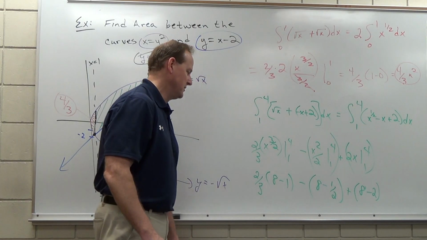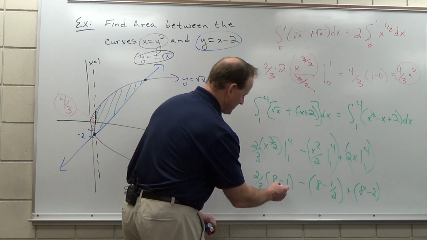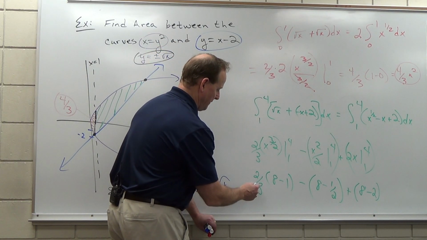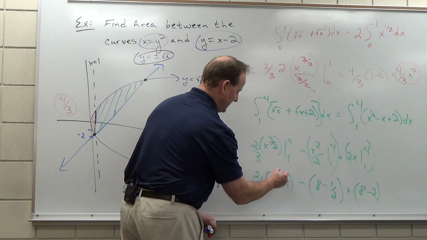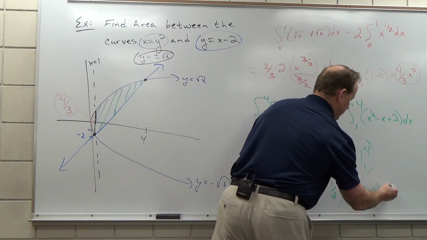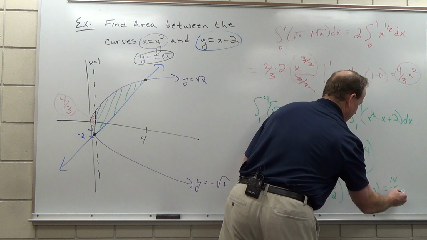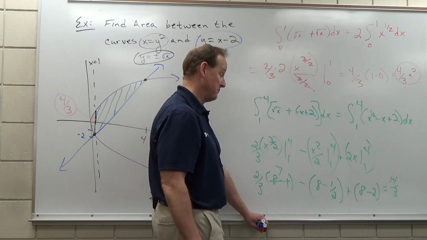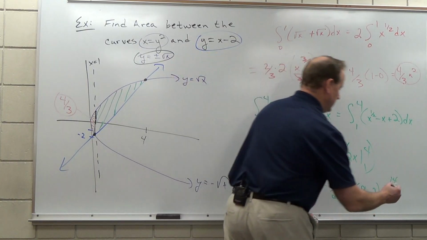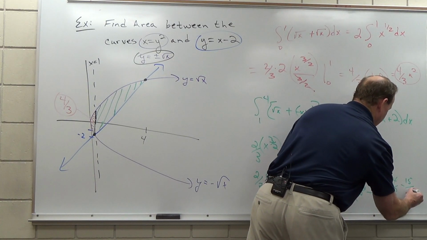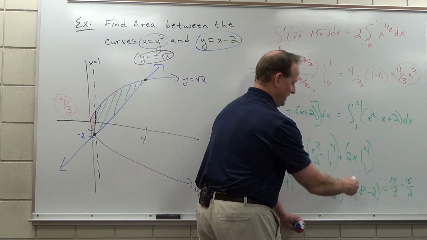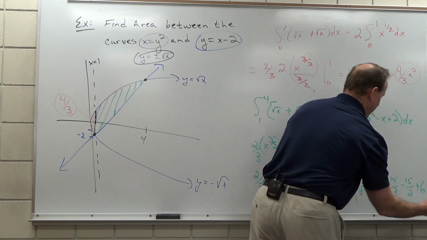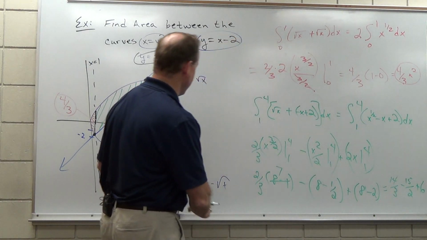And then all I got to do is a little simplification here, right? So this ends up being 14 thirds here, because that's a 7. So that's 14 thirds. And then we've got minus 7.5. That's minus 15 halves. And then we've got plus 6. And so all I got to do now is get a common denominator.